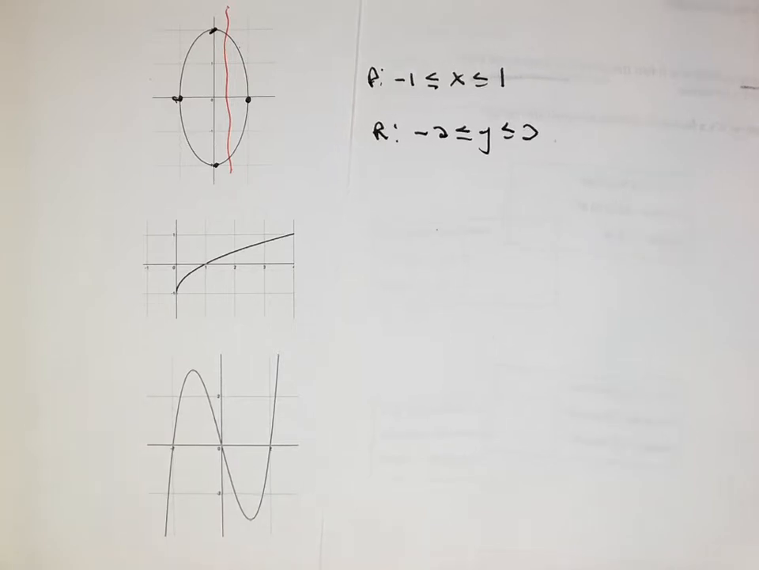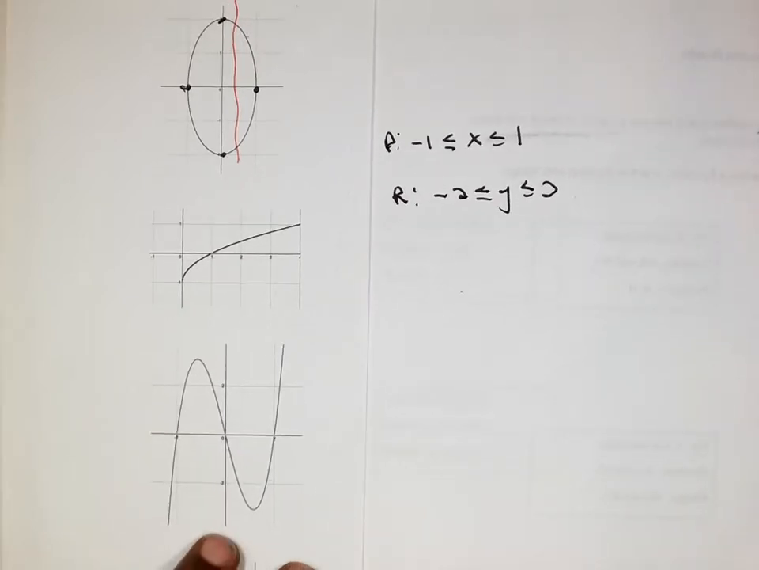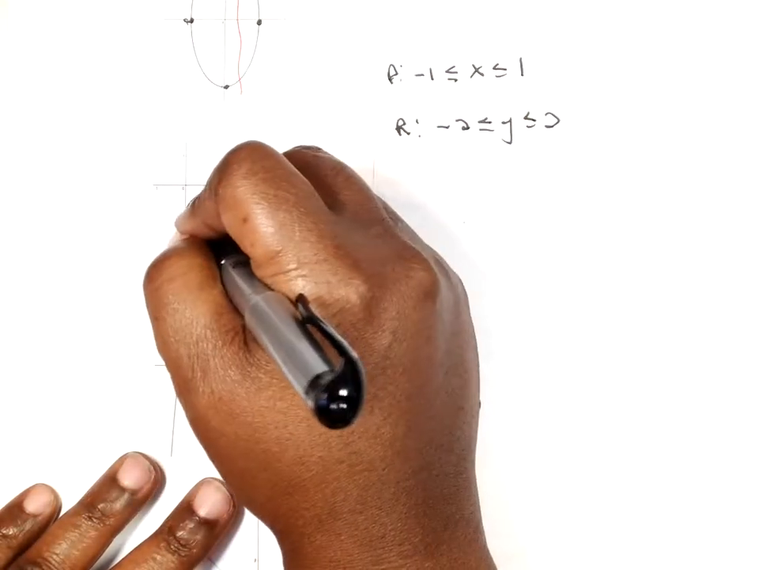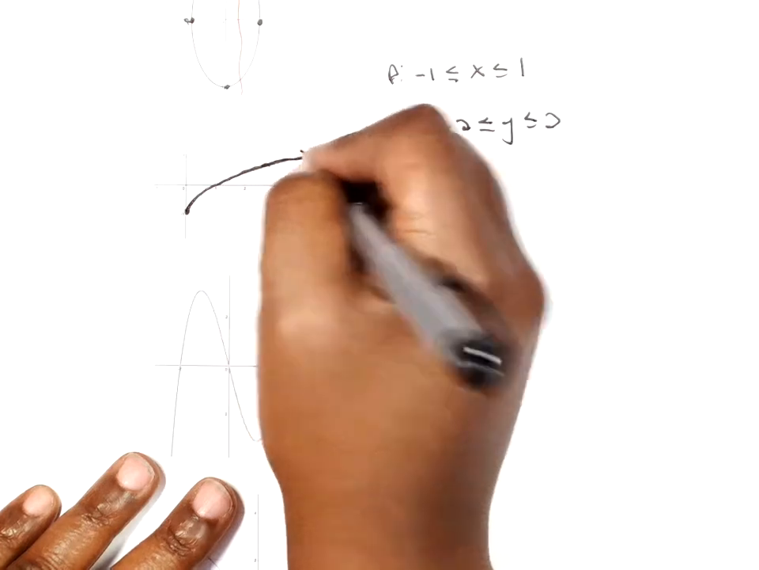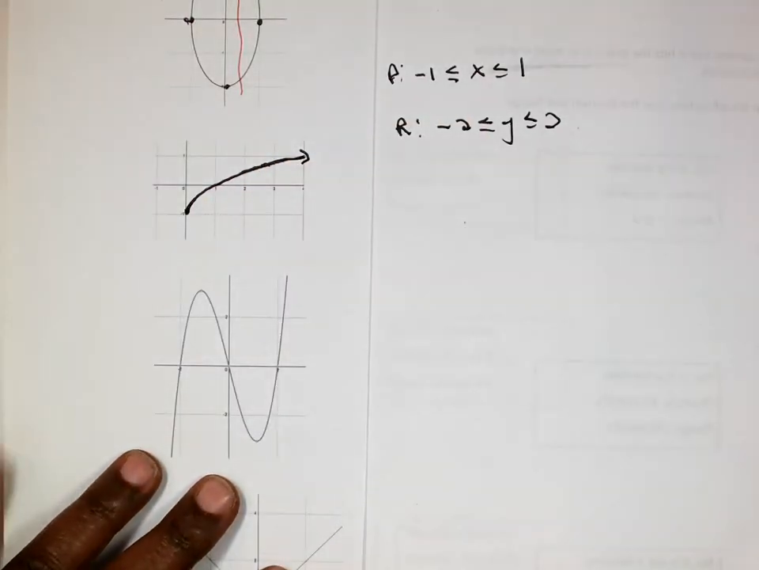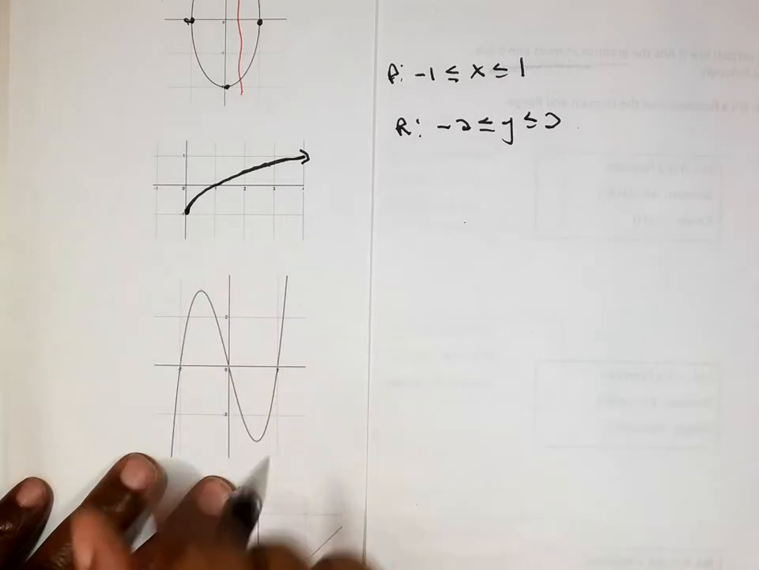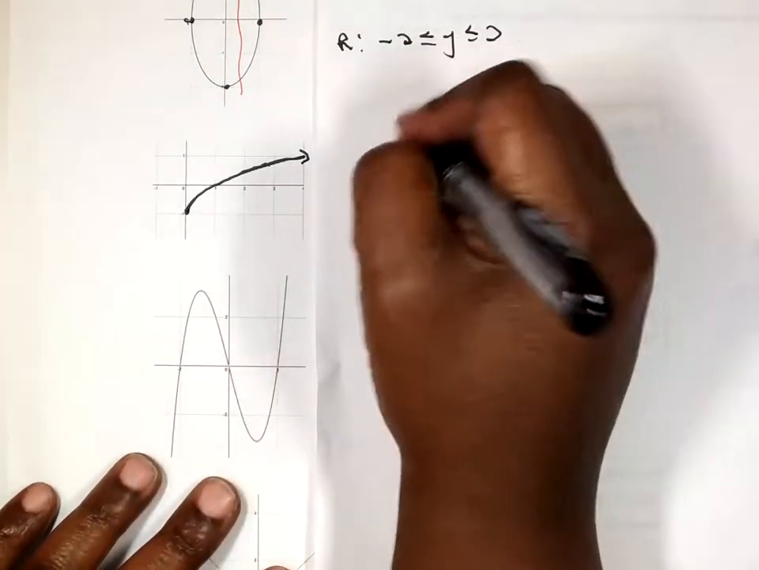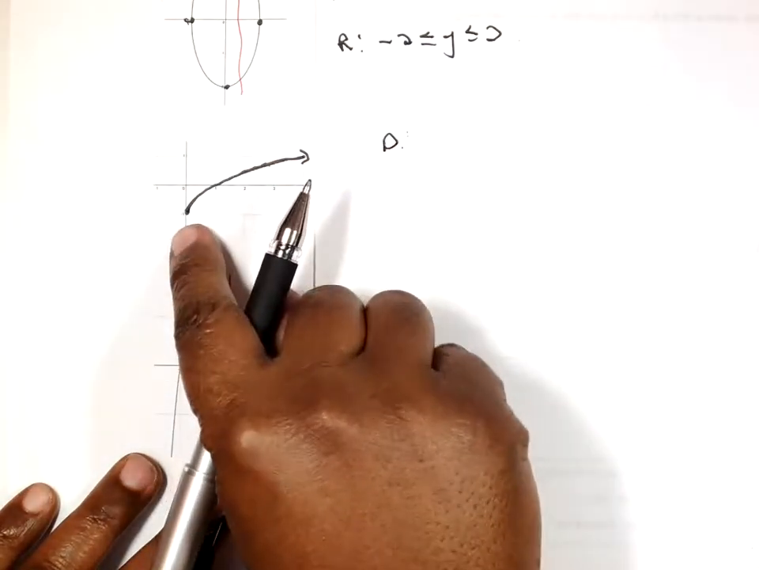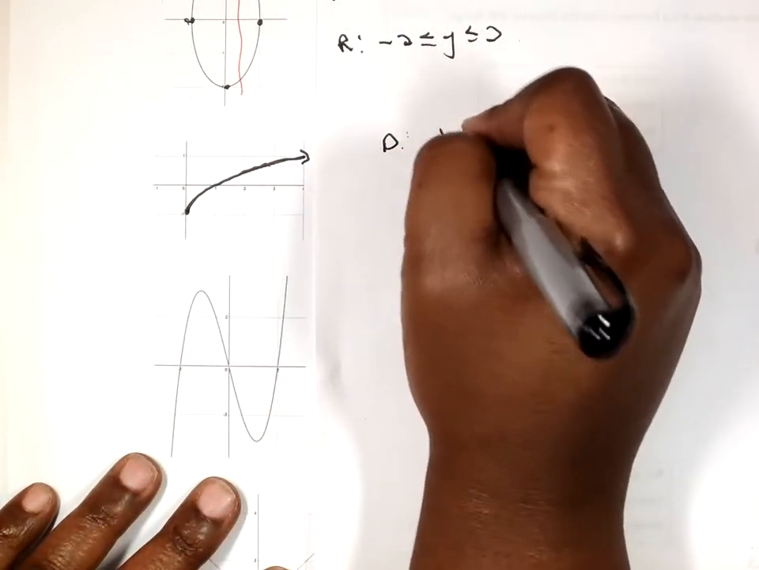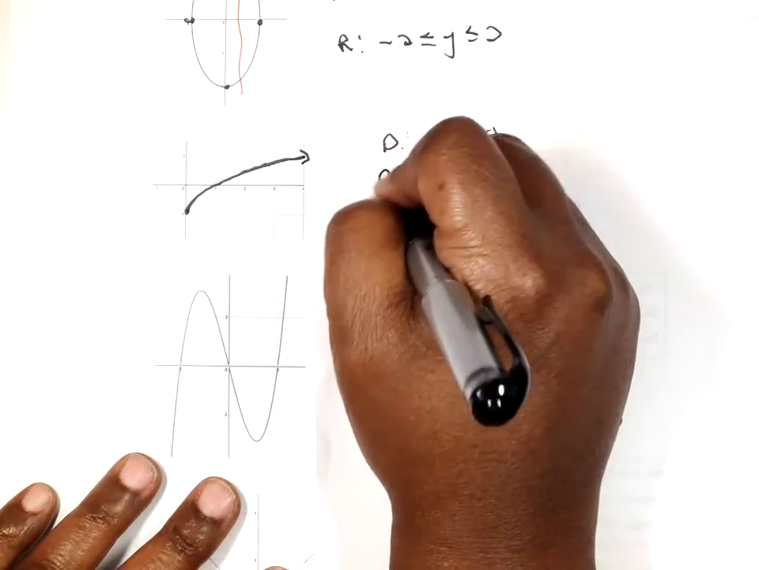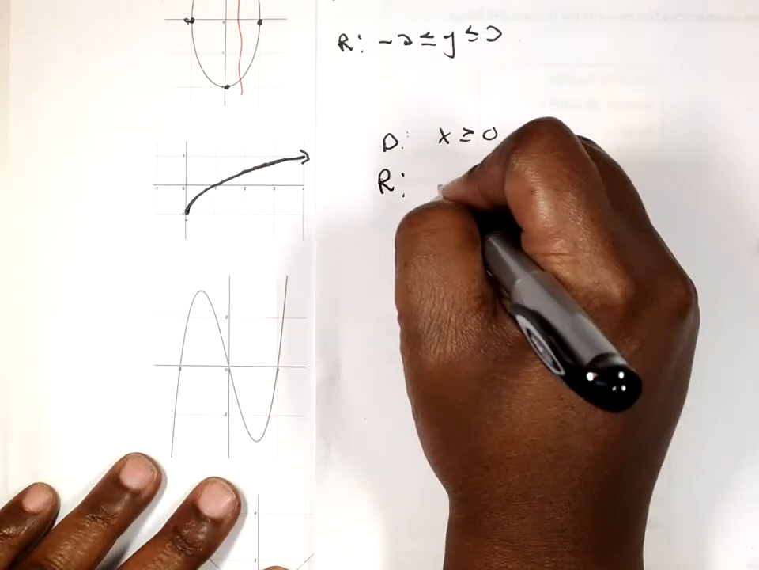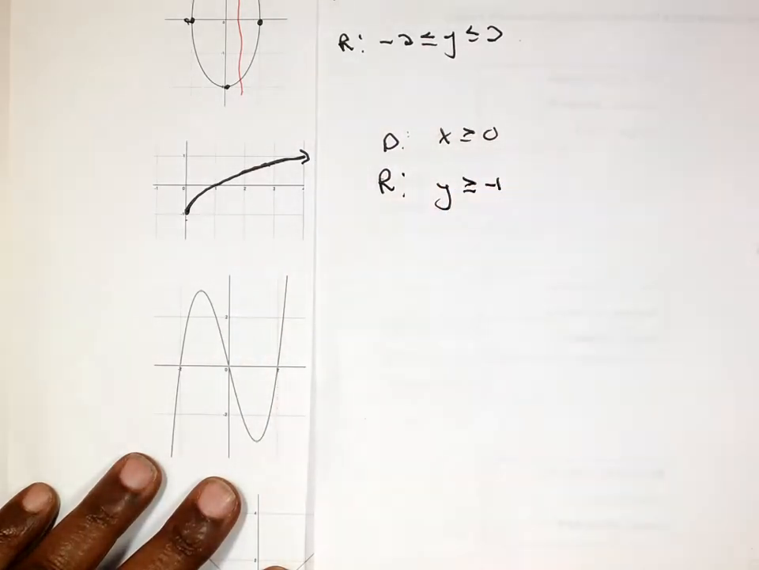Okay, for our next graph, it's a function. It starts right here, and then it goes this way. So it is a function because if I draw a vertical line, it's only going to hit it once. My domain for this is x is 0 or greater. So x is greater than or equal to 0. And my range for this one, well, the lowest y value is -1, and then it goes up from there. So y is greater than or equal to -1.